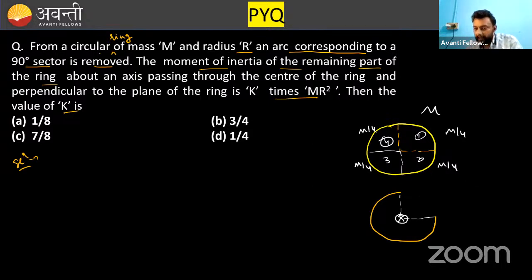Clear? Now, if one m by 4 mass is removed from the ring, then the remaining mass will be 3m by 4. Is the statement clear? Remaining mass will be 3m by 4.